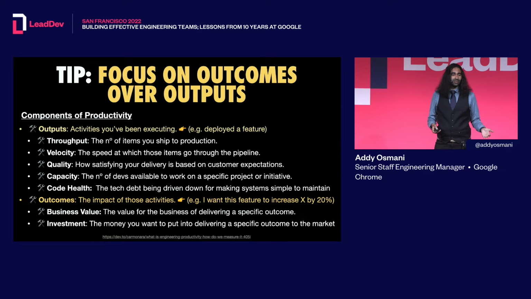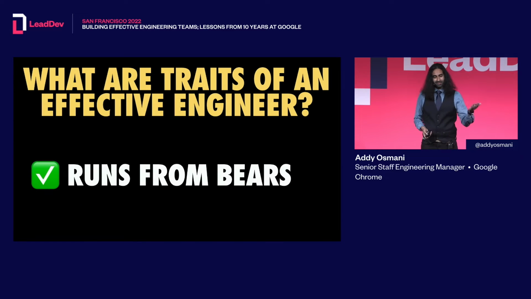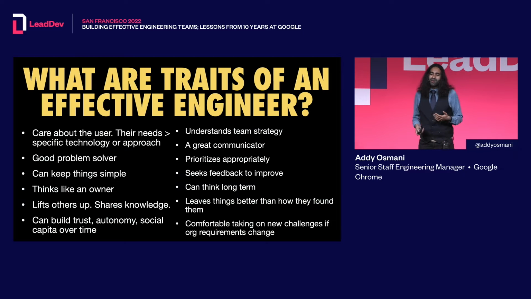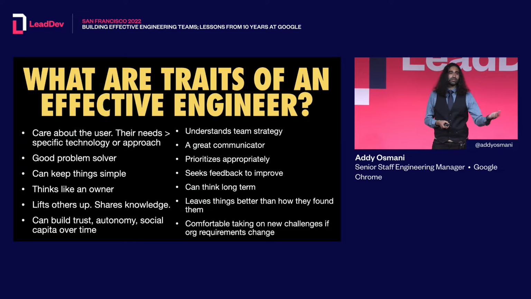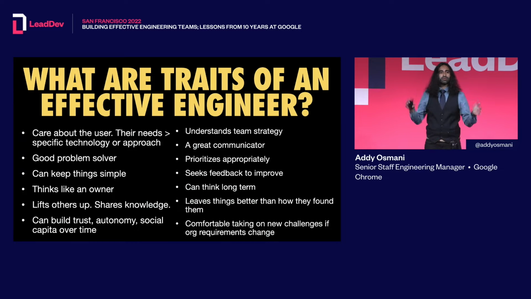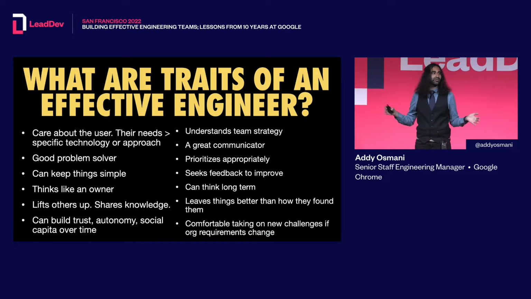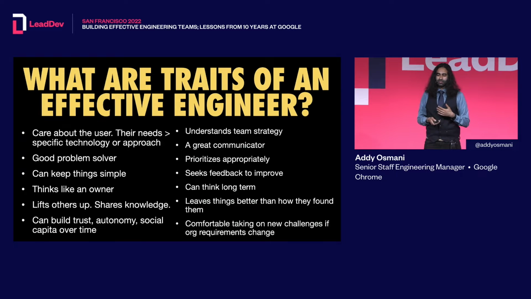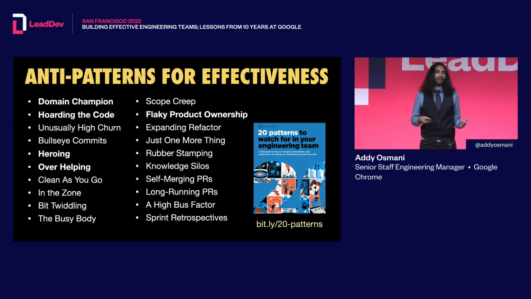We're talking about effective engineering teams, and we can't talk about teams before we talk about the individuals. So what are traits of an effective engineer? My list started out strong here. I thought that, runs from bears is probably a good place to start. But really, what are traits of an effective engineer? When I started thinking about this, what came to mind was a few things. It was things like you care about the user. You care about their needs more than you do any specific technology stack or technology decisions. They're good problem solvers. They're people who can build up trust, autonomy, and social capital over time. Now, this list is imperfect, right? Everybody here can probably think of a dozen other things that you would think of when you think of an effective engineer. What we can also think about is anti-patterns for effectiveness.